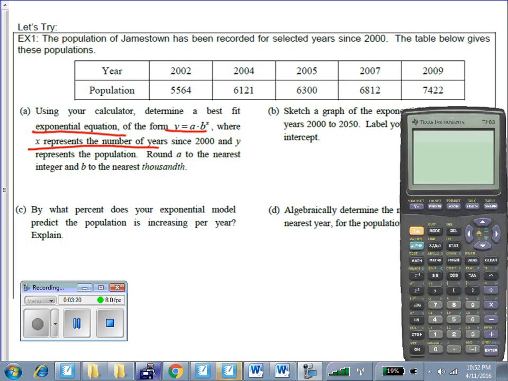We talked about a question like this in class today. Number of years since 2000. Y represents the population. Round a to the nearest integer and b to the nearest thousand. So those are definitely important pieces of information also. So I'm going to go back to the idea that x represents the number of years since 2000. So if this year is 2000, then that would be 2 years since 2000. This would be 4 years, 5 years, 7 years, 9 years since 2000. So that's important because that's what I want to put in my list.